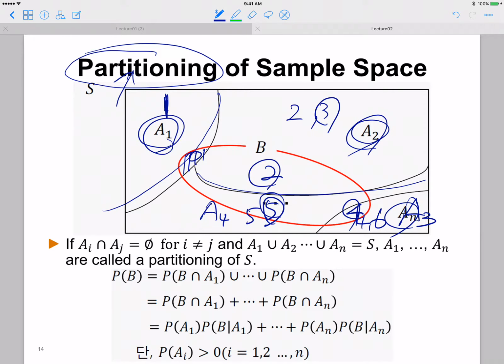Yep. So yeah, we can consider this kind of event. And we can also consider the probability of this event, B, as the summation of the probability of all these 4 parts. Okay? So if we sum all these 4 parts, then we can obtain the probability of B.